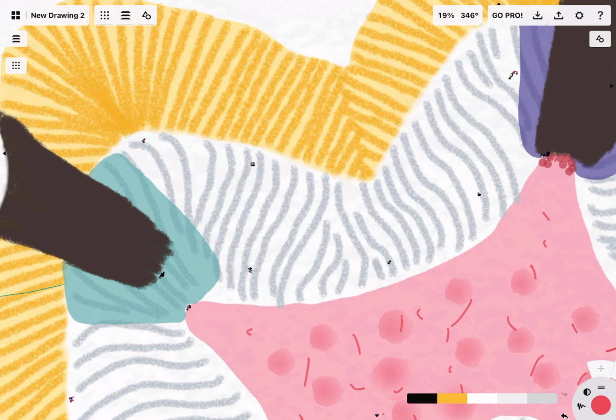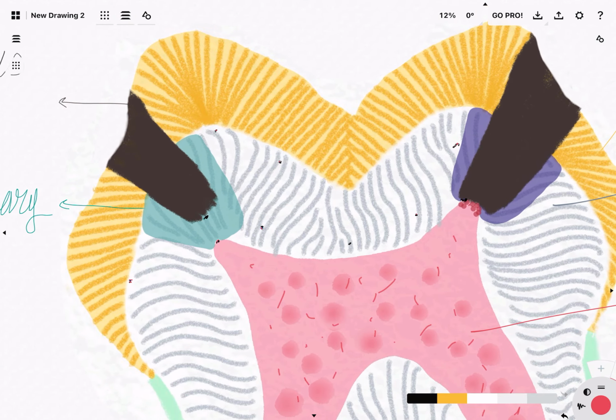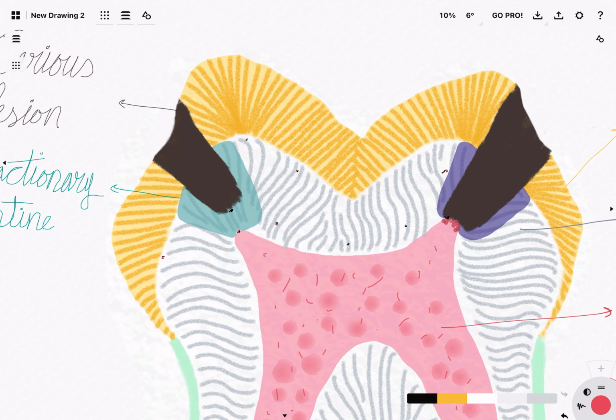Secondary dentine is the dentine formed after complete tooth formation and is less tubular than the primary dentine. Tertiary dentine is formed in response to trauma or a pathological stimulus such as caries and has 2 types.